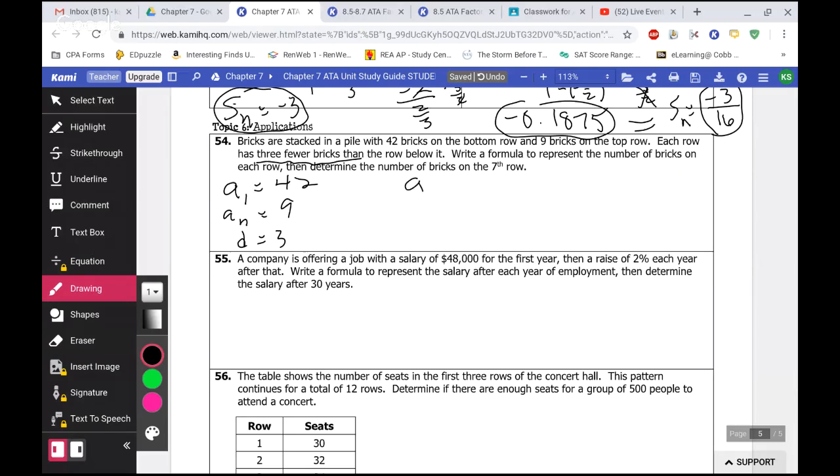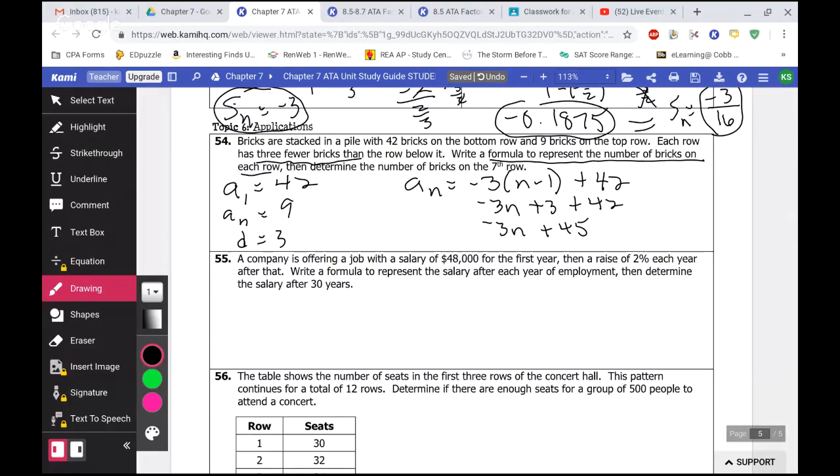So A sub n equals -3 times (n minus 1) plus what was on the first row, 42. And so we're going to distribute that. So -3n plus 45. So that's the formula to represent the number of bricks on each row.